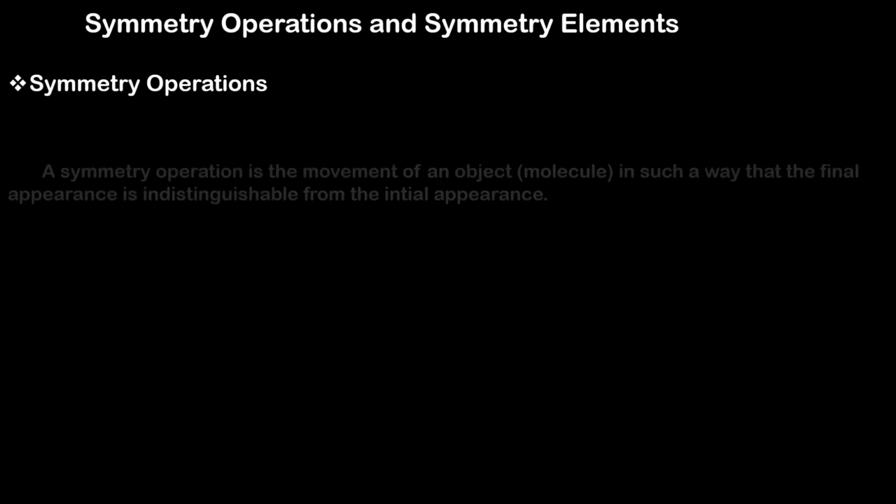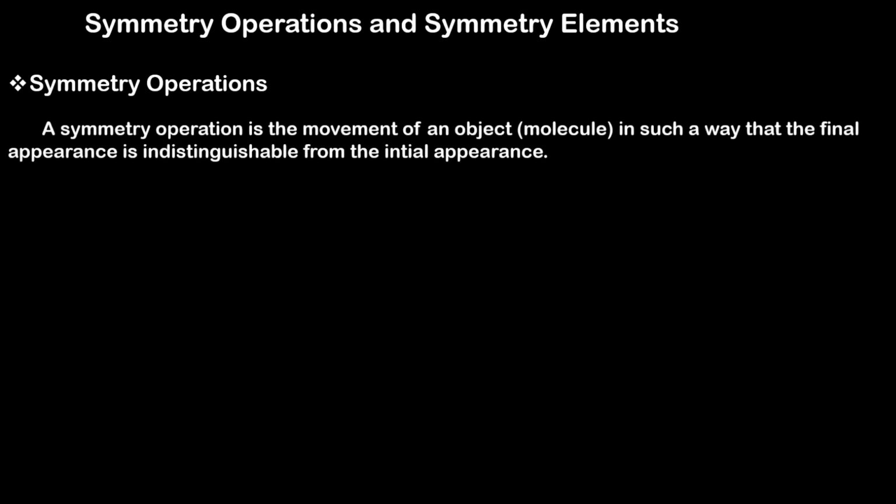Let's first try to understand what symmetry operations and symmetry elements are. Symmetry operations: a symmetry operation is the movement of an object or molecule in such a way that the final appearance is indistinguishable from the initial appearance. Now, let's first understand the meaning of the word indistinguishable with the help of an example.